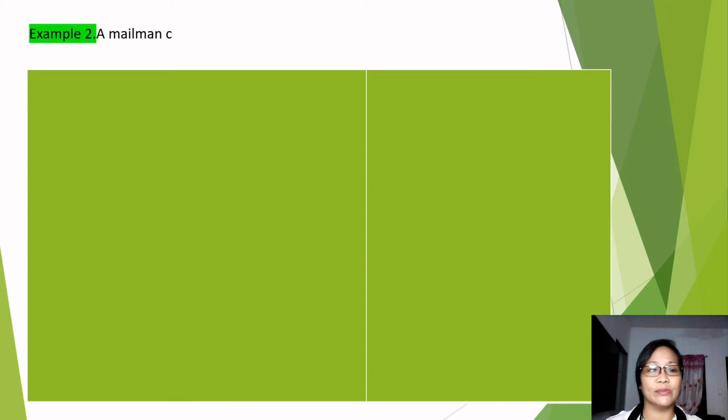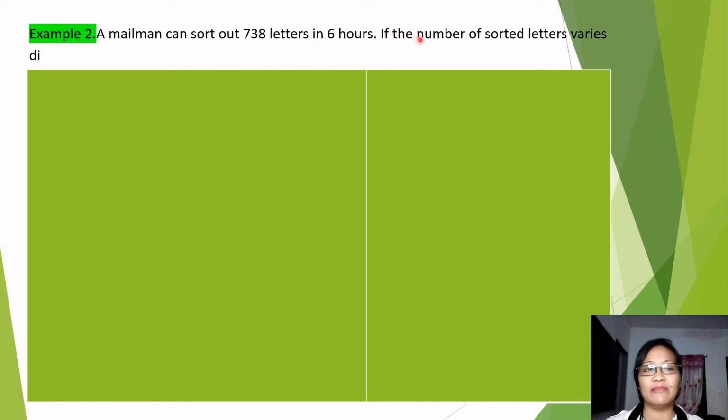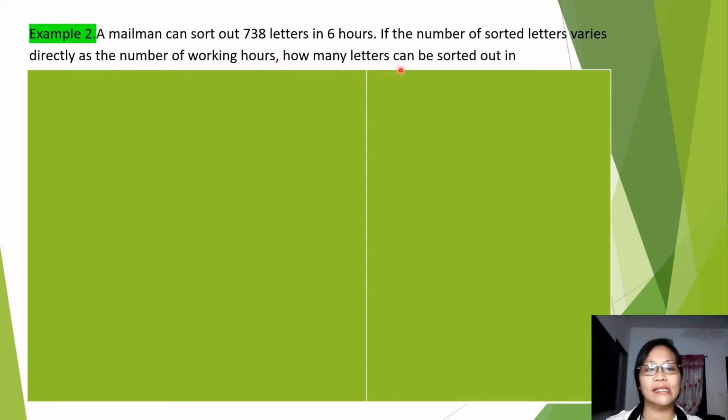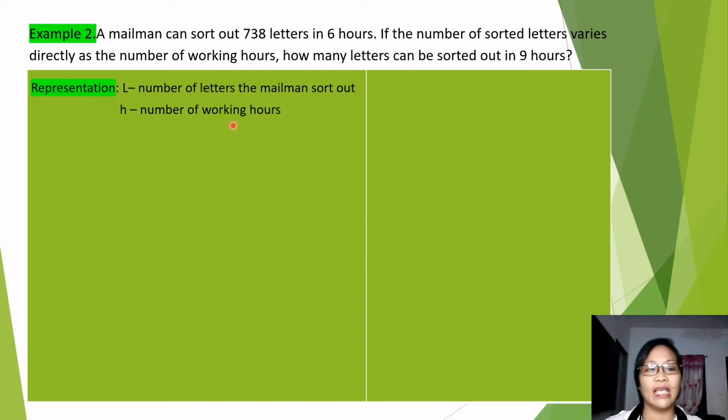Example number 2. A mailman can sort out 738 letters in 6 hours. If the number of sorted letters varies directly as the number of working hours, how many letters can be sorted out in 9 hours? We need a representation first. L, for the number of letters the mailman sorts out. H, for the number of working hours.